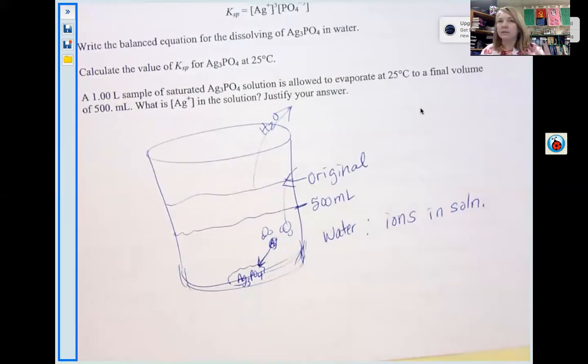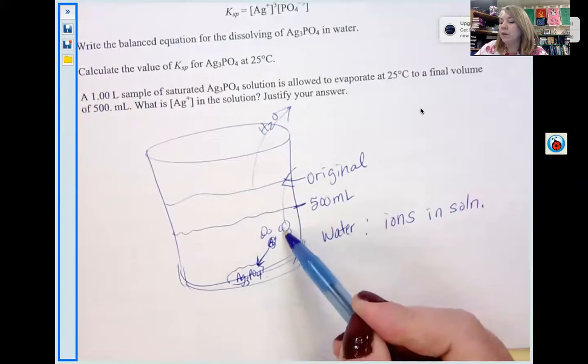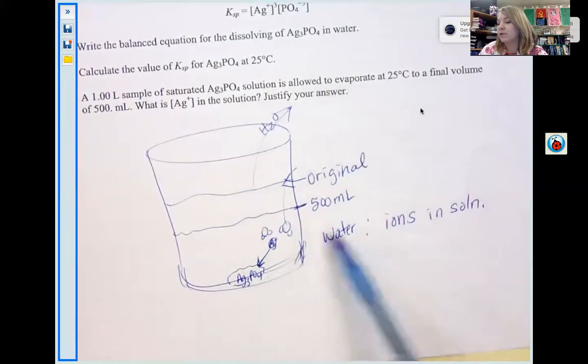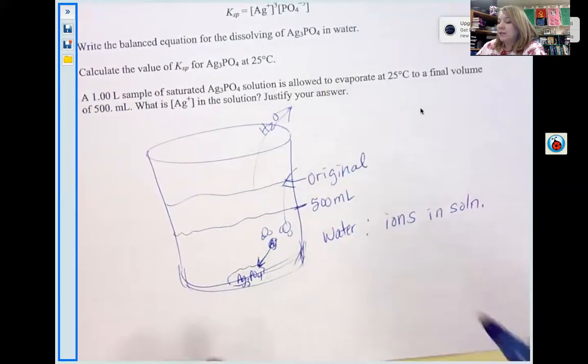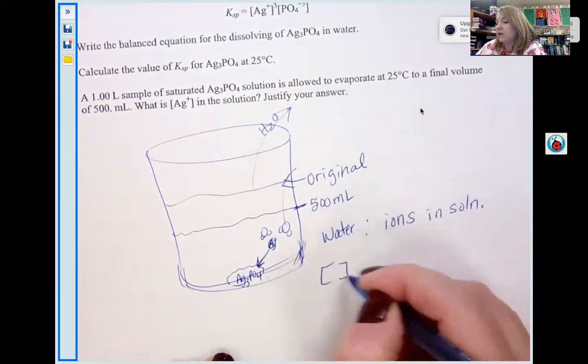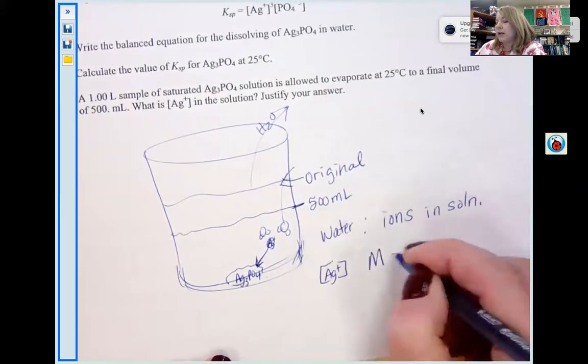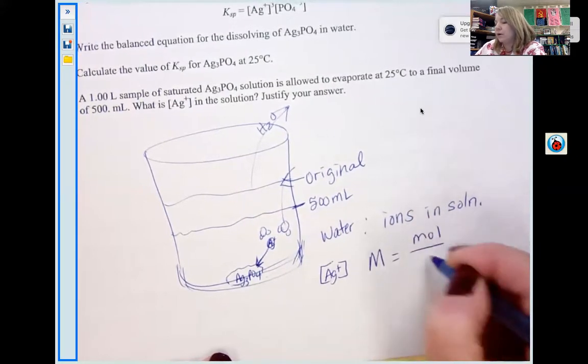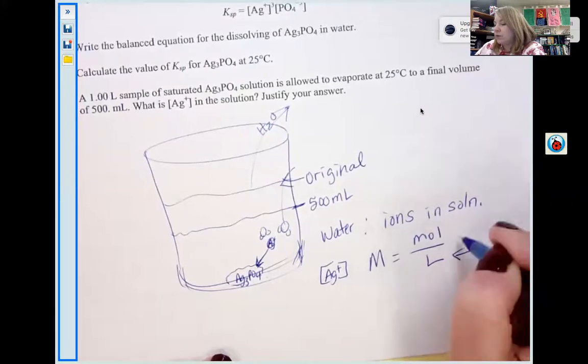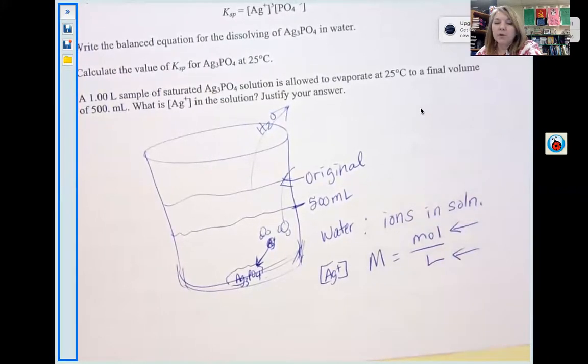Okay? Think of it like it's kind of a logic thing. If you have a whole bunch of people that are couples and you start losing one member of the couple, you don't have a couple anymore. So the number of water molecules that leave are directly proportional to the number of ions in solution. And since we're looking at concentration of silver, which is molarity, which is a ratio, moles per liter, if you lose water, you lose the number of moles of ions in solution at the same ratio.